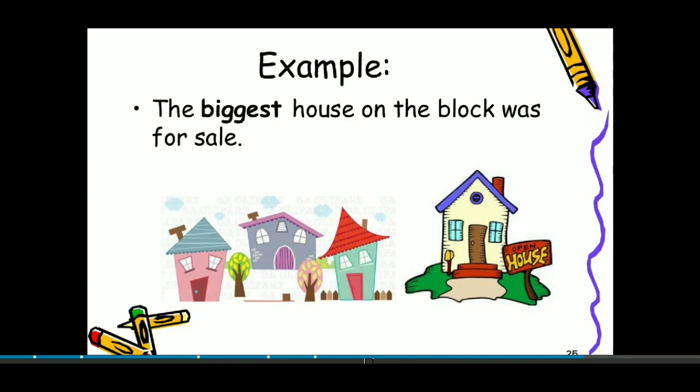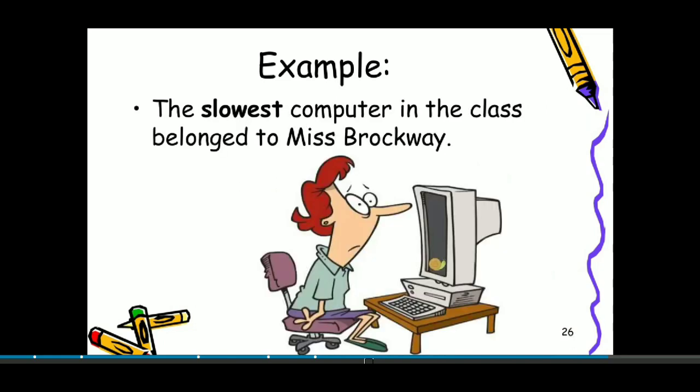The biggest house on the block was for sale. The slowest computer in the class belonged to Miss Brockway. So that is also superlative: there are other computers that are better than this computer. That is the meaning.